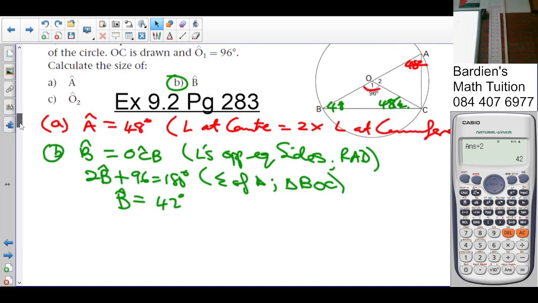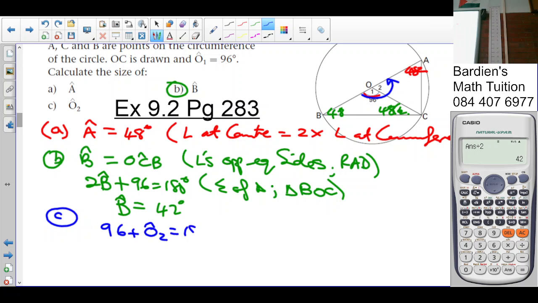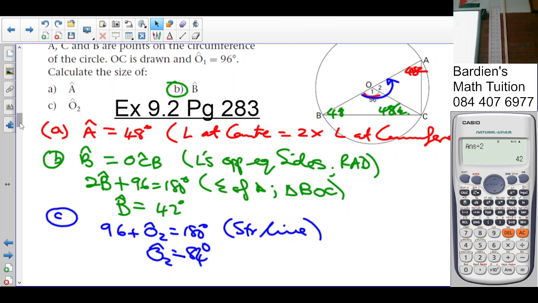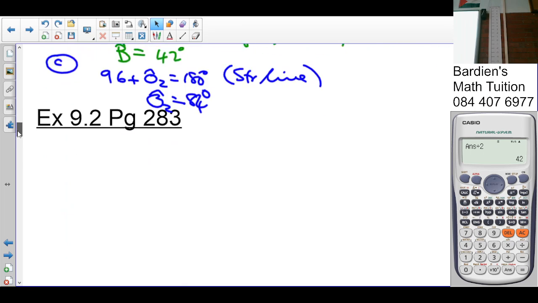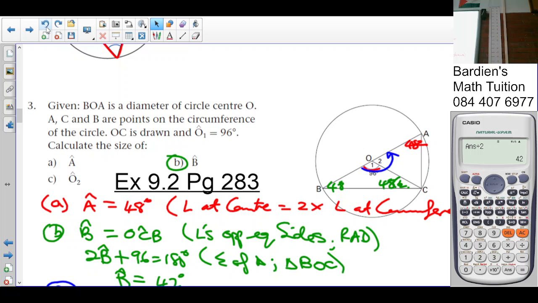Then they want you to work out O2. I'm going to calculate angle O2. Angles on a straight line. These O2, so it's angles on a straight line. So 96 plus angle O2 is equal to 180. Your straight line. So angle O2 is equal to, sorry? 84 degrees. Okay. Any issues here? No? And that's it? Alright.